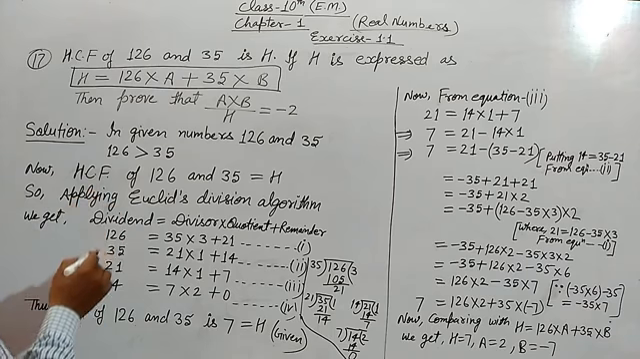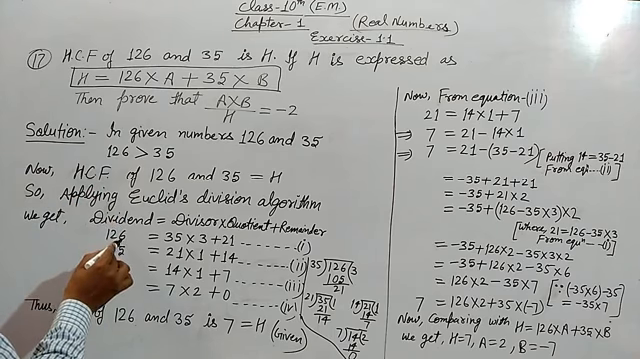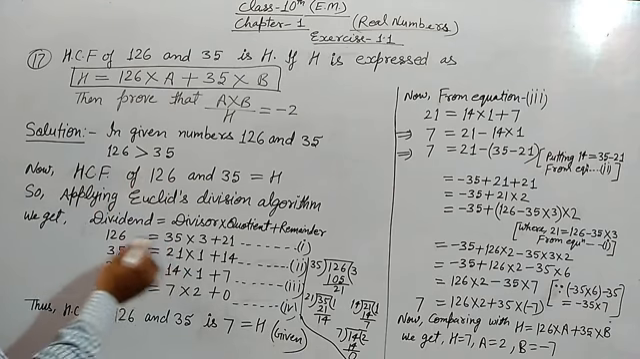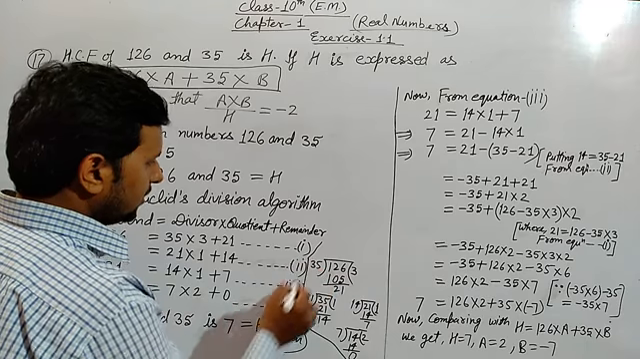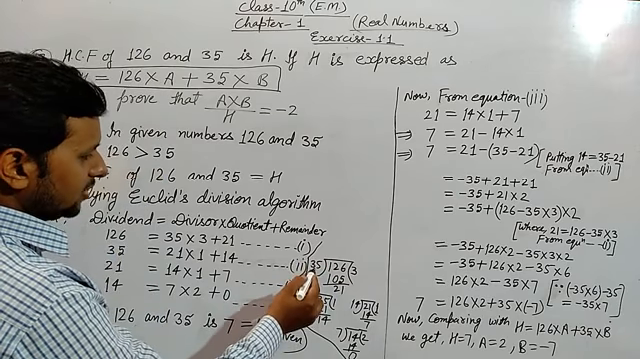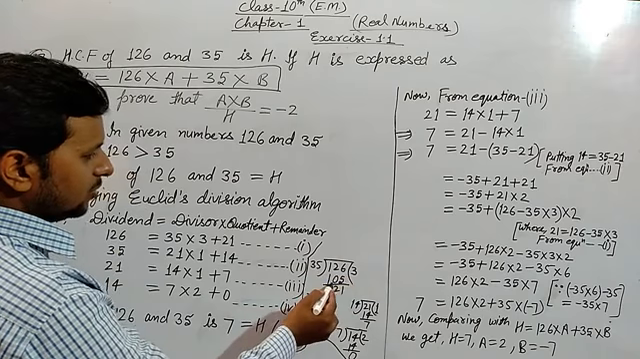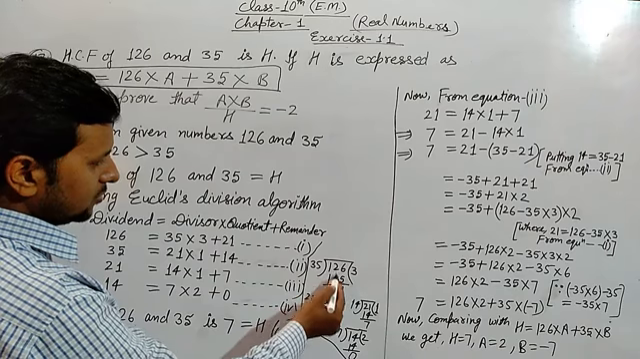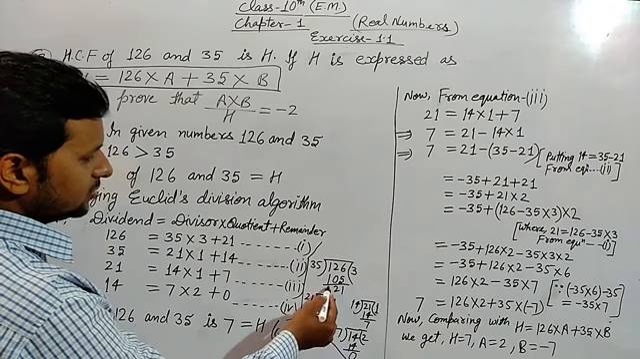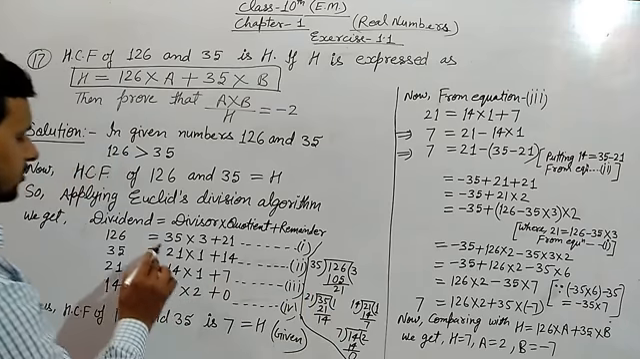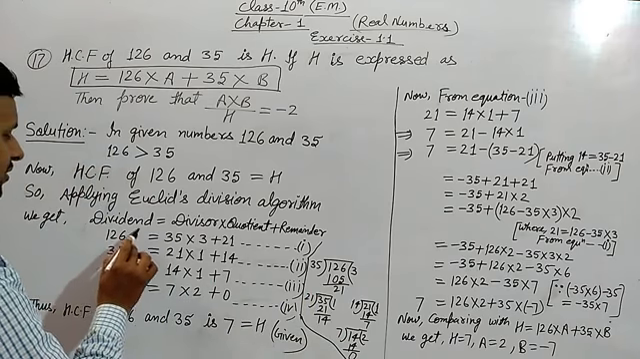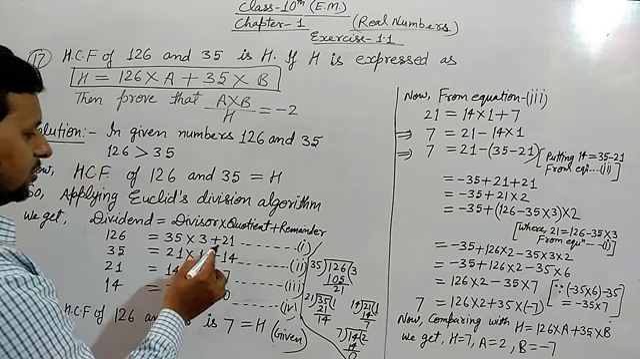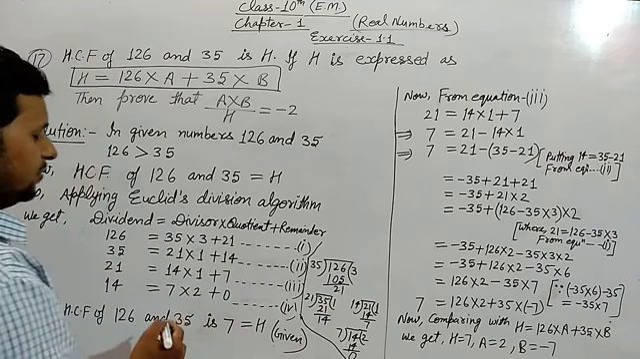Okay, we put the values here. Dividend is always the greater number, so 126 is equal to, and divisor is the smaller number, that is 35. We divide 126 by 35: 3 times 35 is 105. Now we subtract: 6 minus 5 is 1, 2 minus 0 is 2, and 1 minus 1 is 0. We get 21. So 126 is the dividend, the divisor is 35, the quotient is 3, plus remainder 21. We have to write this.